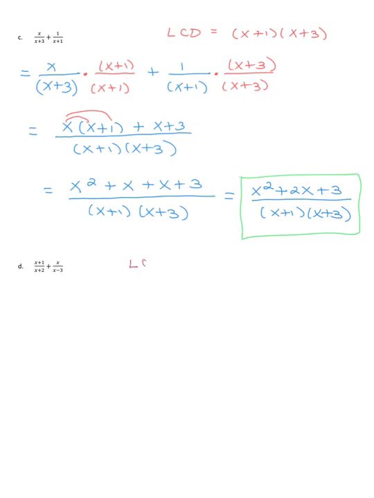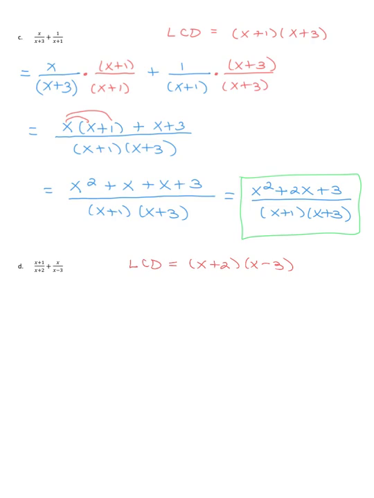Same idea for part D. I see the least common denominator is simply going to be x plus 2 times x minus 3 because there's nothing in common. I think the only thing that's really happening for these first 4 problems is that the numerators are a little bit more complicated, but the idea is in fact the same.